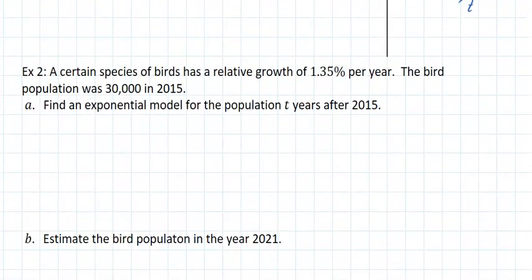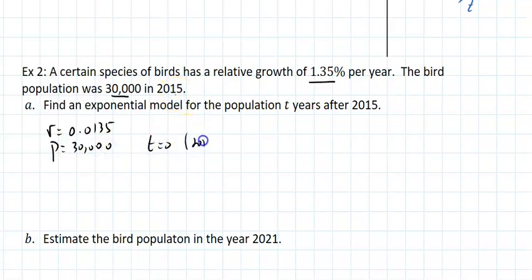Alright, so first problem is always the worst. The rest, you'll see we're doing the same thing. A certain species of fish has a relative growth rate. So they gave me R. That's going to save me a lot of work per year. The bird population was 30,000. They told me the initial population. They gave me everything. That's at t equals 0 indicate it's the year 2015. Right? So A equal 30,000 e to the 0.0135 t.